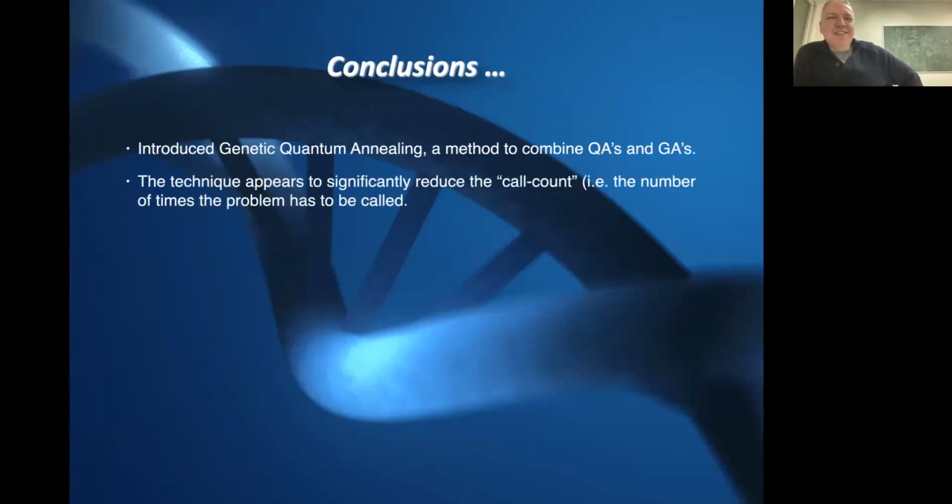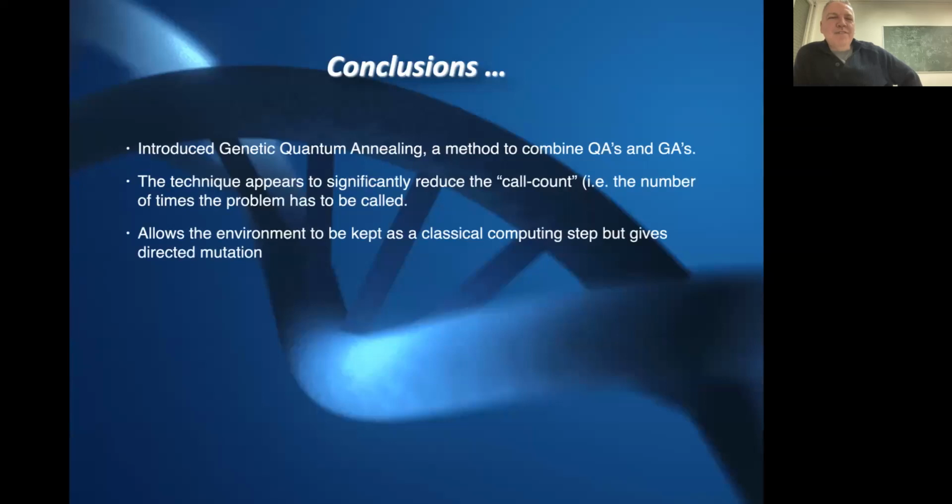So let me finish there. Sorry for running over a little bit. I've shown you this technique of how to combine genetic algorithms and quantum annealing. As I said, it does appear to reduce the number of times you have to call the problem. So it's useful for problems when figuring out how good the attempt at a solution is very expensive in terms of computer time.